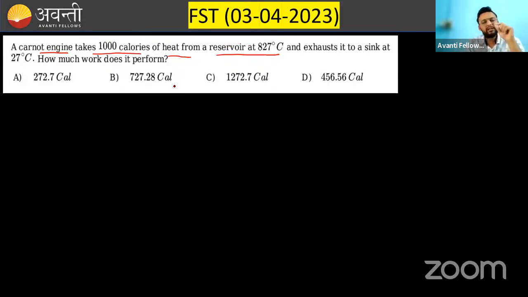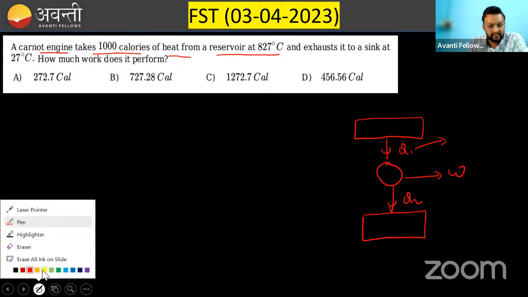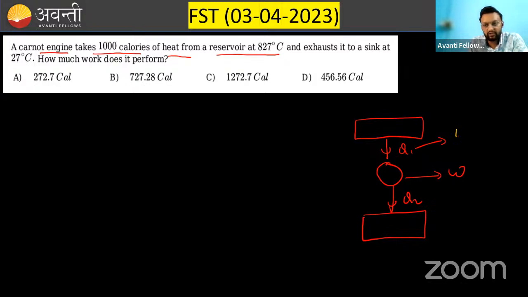Whenever you talk about any engine or any heat engine, it takes some heat from a source, performs some work, like this we have represented. This is a source. This is our sink. It takes some heat Q1, rejects some heat Q2, and performs some work W. This is how we have represented a heat engine. Clear? Now they are saying that Q1 is 1,000. They are saying that it has taken a heat of 1,000 calories from a source.